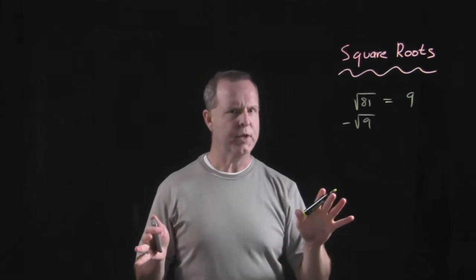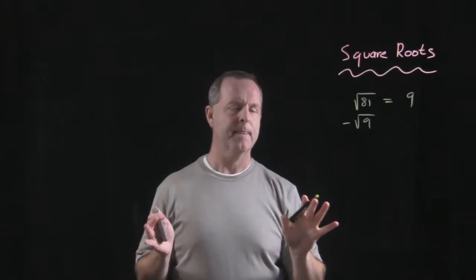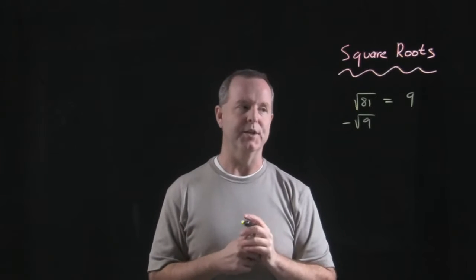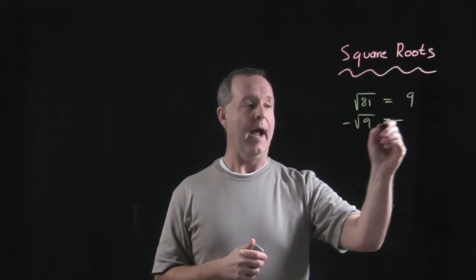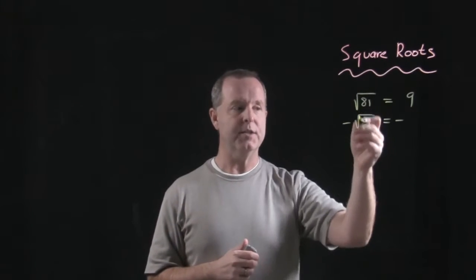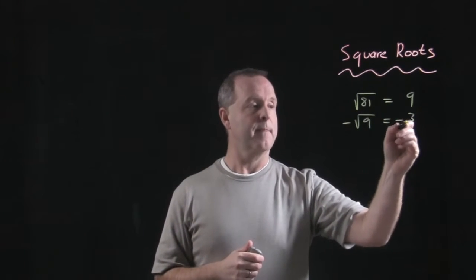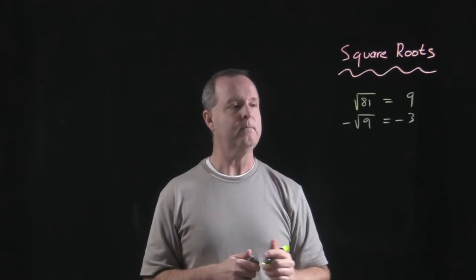Let's look at negative square root of 9. Well, wait a minute, Willie. You said we weren't going to deal with negatives yet. Well, this negative is outside of the operation. It's not within the operation. So because of that, I can carry along the negative. Now I can just deal with the square root of 9. What times what makes a 9? That would be a 3.